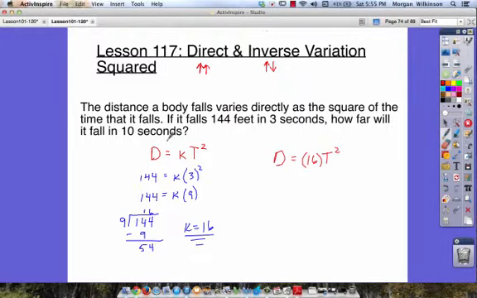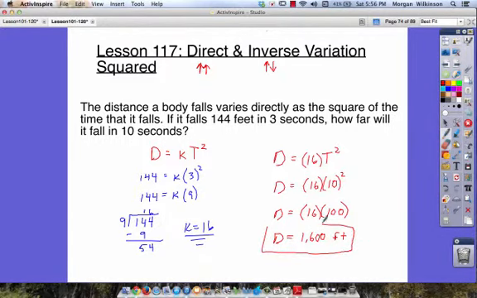And that makes it easy for us to solve this next problem, because it says how far will it fall in 10 seconds. So the distance is going to equal 16 times 10 squared, because the time was 10 seconds. 10 squared is 100, so the distance is going to equal 16 times 100. And 16 times 100 must be 1600. And this is measured in feet. So the distance that it will fall in 10 seconds is 1,600 feet.